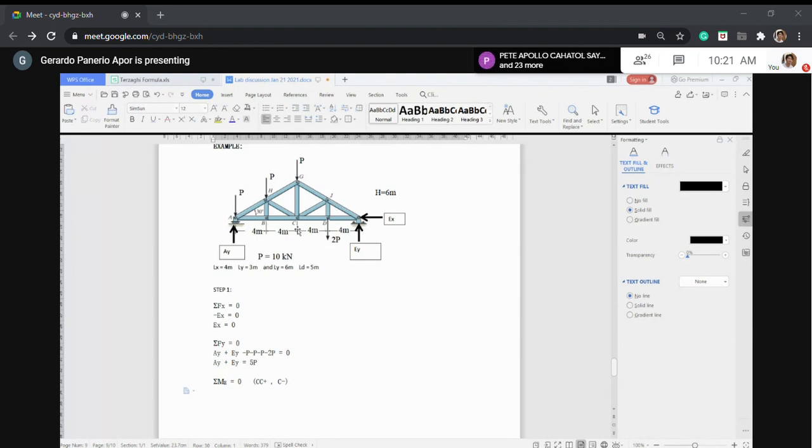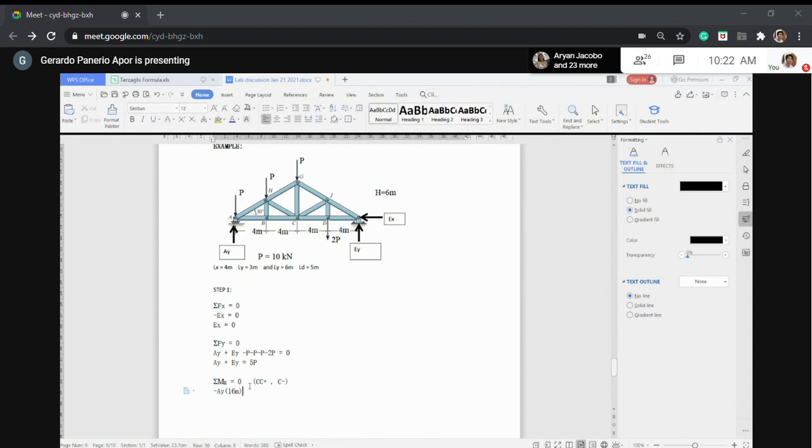So the first rotation is AY. AY times the moment arm, which is 16 meters. That's the perpendicular distance of the line of action of AY to point E. It is negative. Why? Because counterclockwise is plus and clockwise is negative. If you put your index finger on point E and try to imagine the rotation of AY, it clearly rotates in a clockwise rotation.